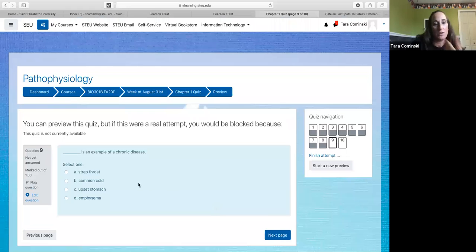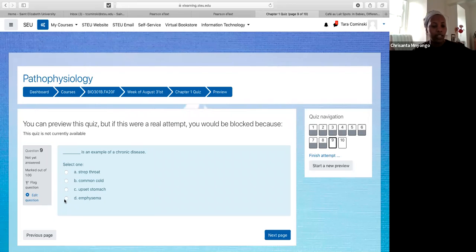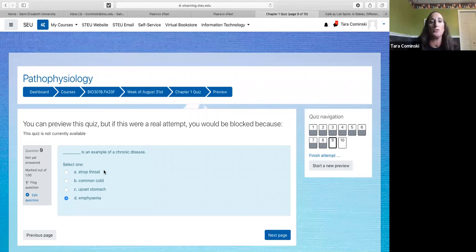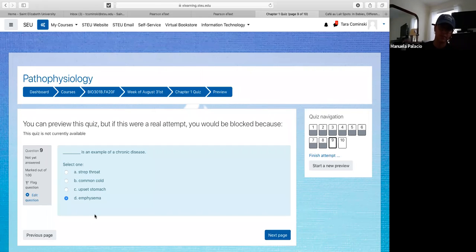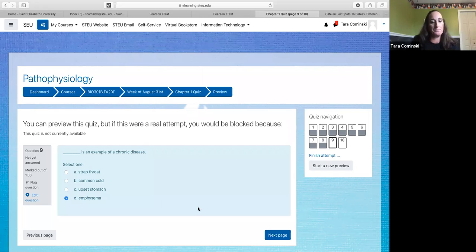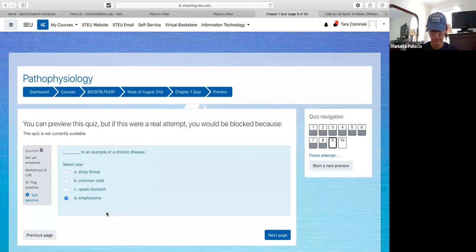All right. Which one of these is an example of a chronic disease? D, emphysema, right? Upset stomach, common cold, strep throat. These are all acute, short-term diseases, whereas emphysema is a chronic, long-term disease. What system does emphysema affect? The respiratory system, the lungs. And what's the most common cause of emphysema? Smoking. Yeah.